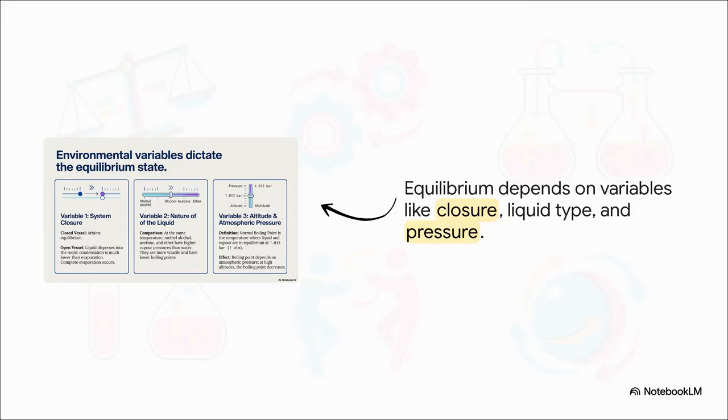And get this, equilibrium is super sensitive to its surroundings. If you just leave a glass of water out on the counter, it's an open system, so it'll never reach equilibrium. It's just going to evaporate until it's all gone. And hey, have you ever tried cooking at high altitudes? The air pressure is lower up there, which totally messes with the equilibrium point for water. It actually makes water boil at a cooler temperature. That's why it takes forever to cook your pasta in a place like Denver.